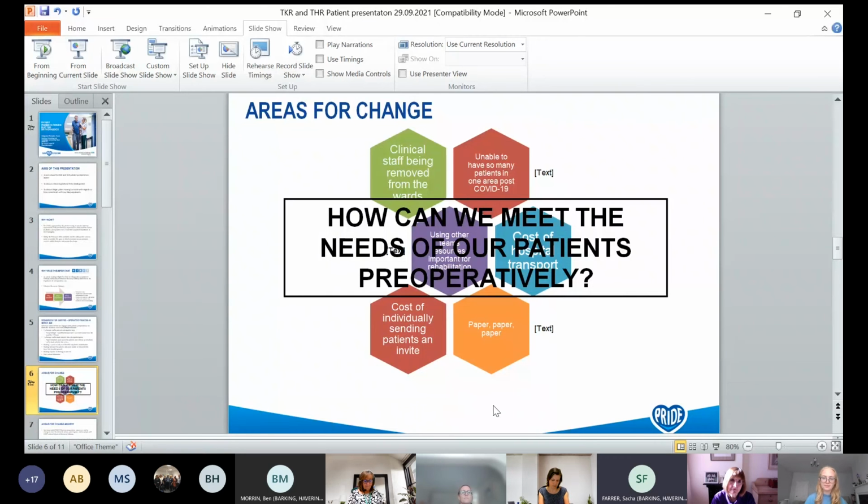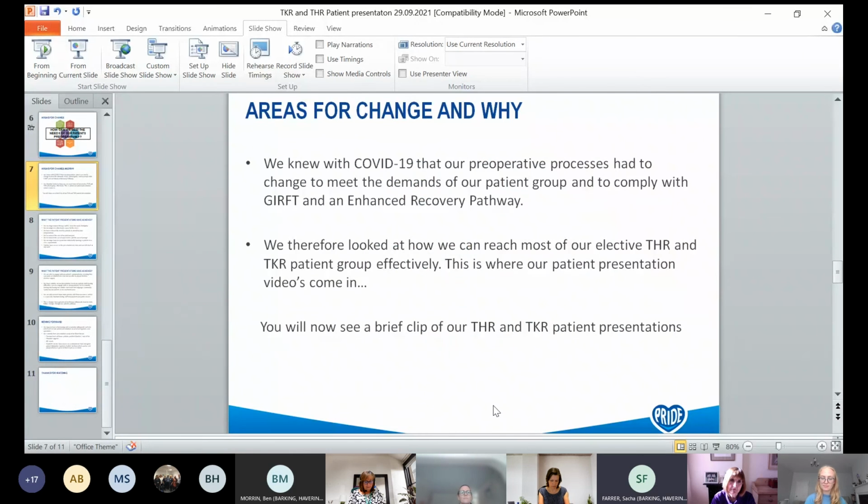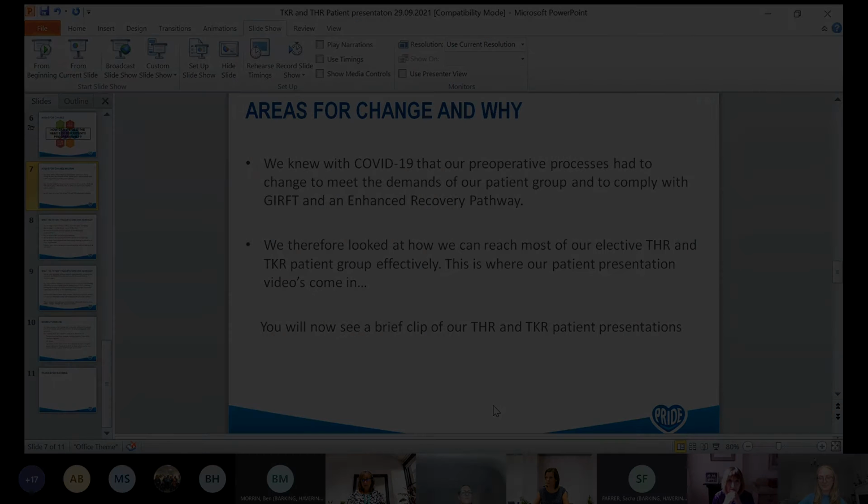So then we looked at how we can meet the needs of our patients pre-operatively. We knew that with COVID-19 our pre-operative process had to change because we would never be allowed, within the next, say, 1 to 2 years, to have that many patients in one area at one time. We therefore looked at how we can reach most of our elective THR and TKR patient group effectively, and we came up with the idea of patient presentation videos.